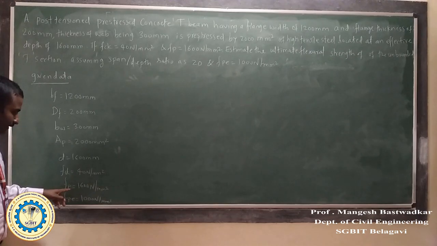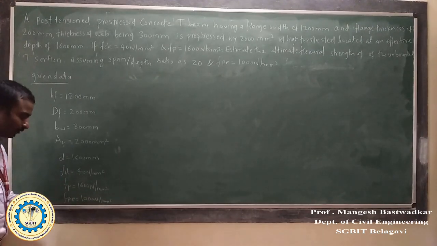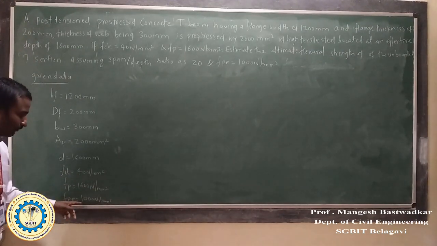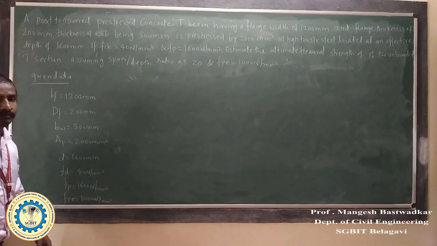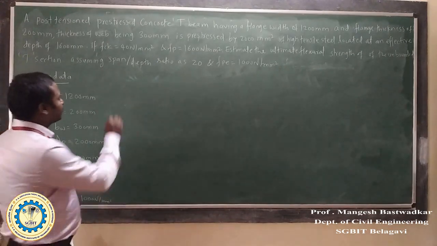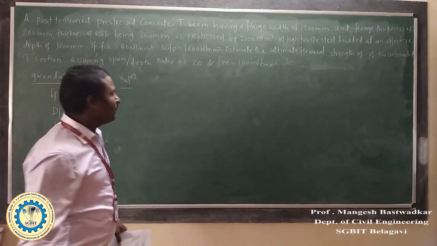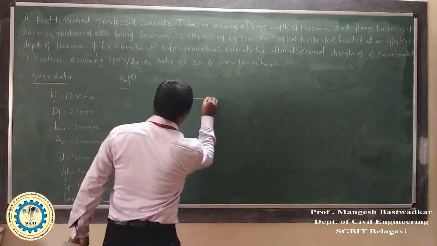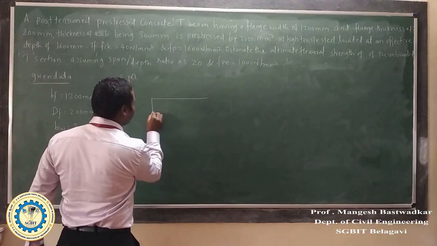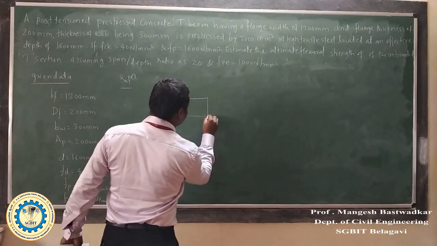FP, characteristic strength of steel, is 1600 Newton per mm square and effective pre-stress is 1000 Newton per mm square. So we'll solve this problem. For your understanding, I'll draw here the cross section of this PV. This is the cross section.